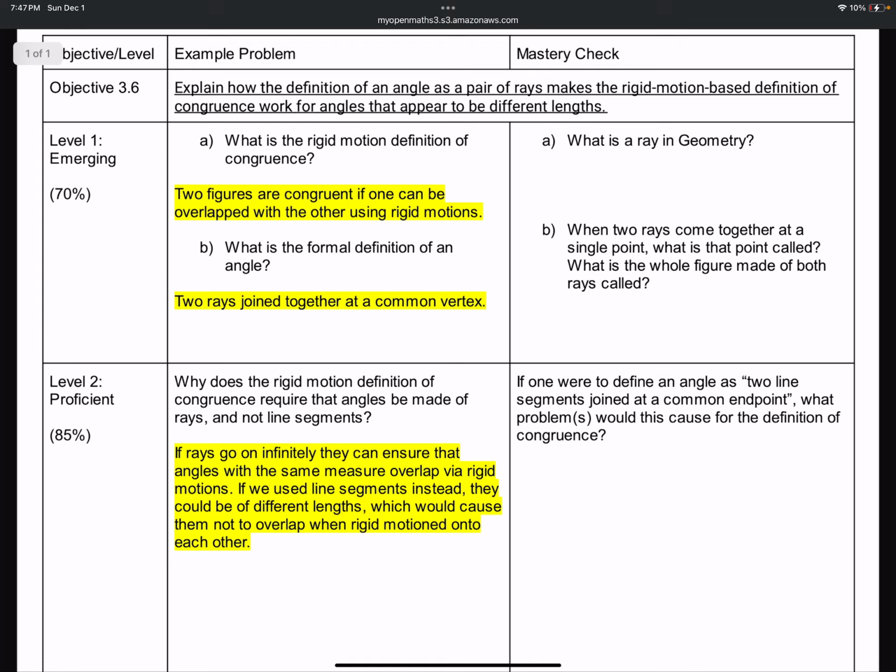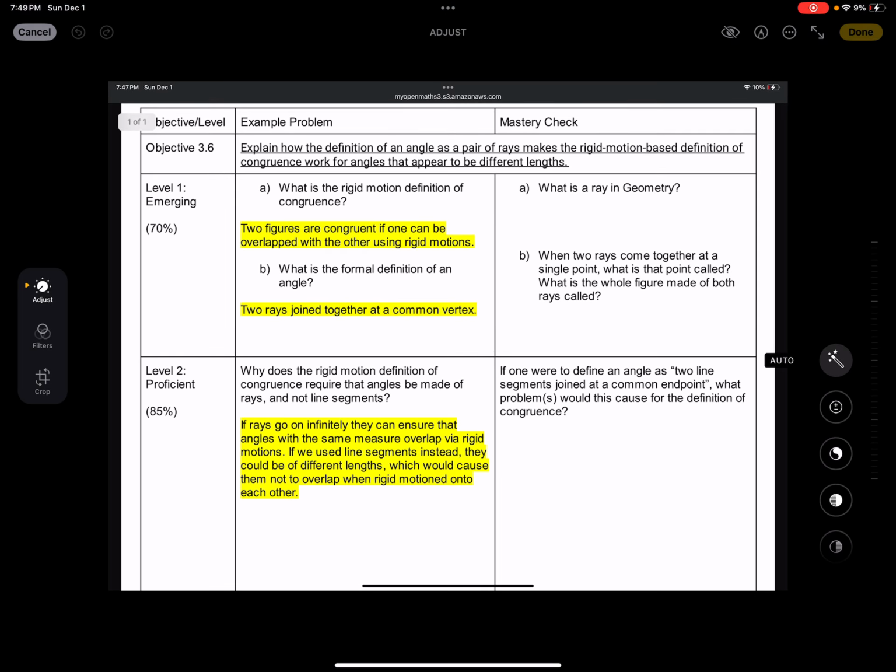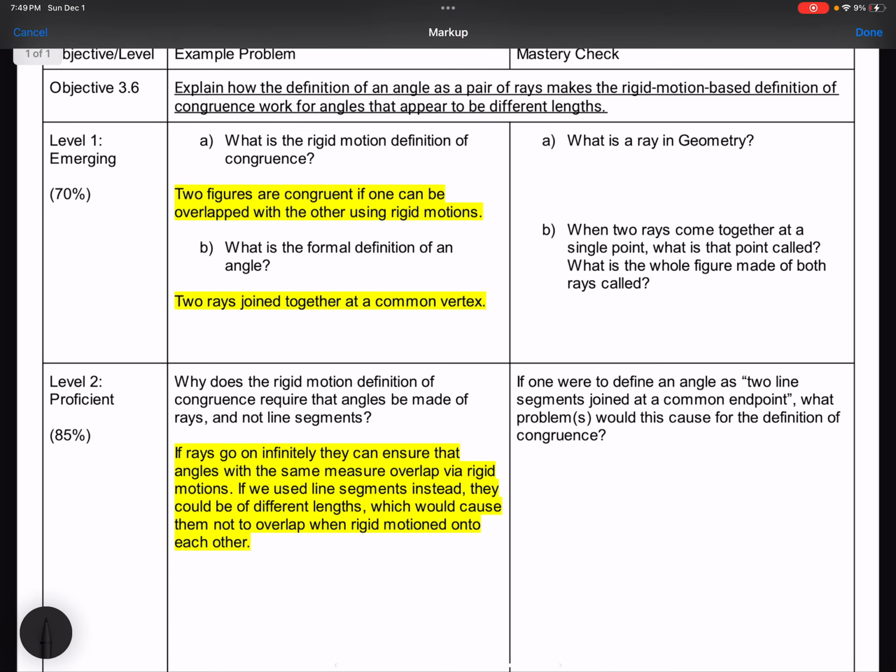Well, let's start off. I'm going to go level by level, and I'm basically going to start off with, well, what's the definition of an angle? We started off in this top left corner here. The definition of an angle is two rays joined together at a common vertex. They ask you actually two questions.